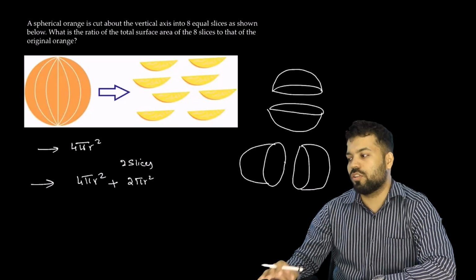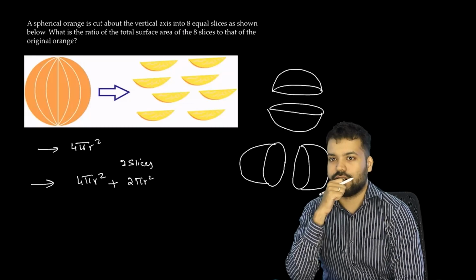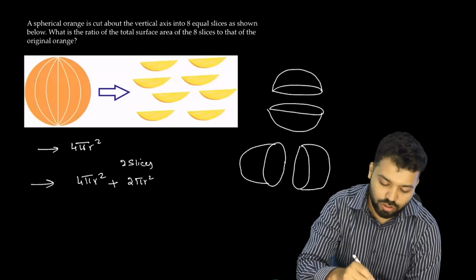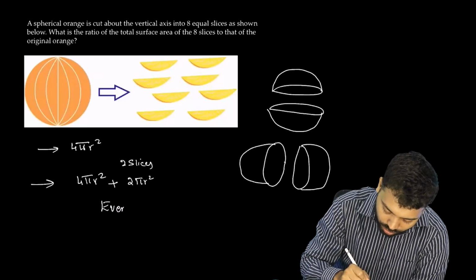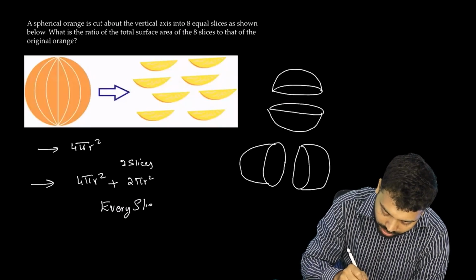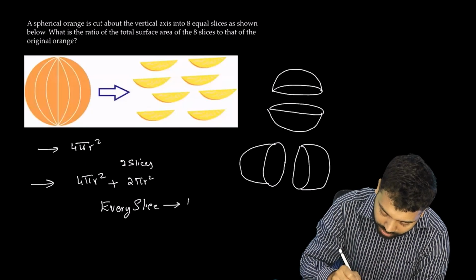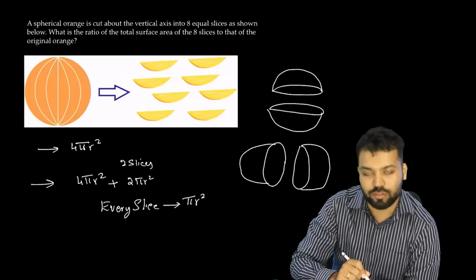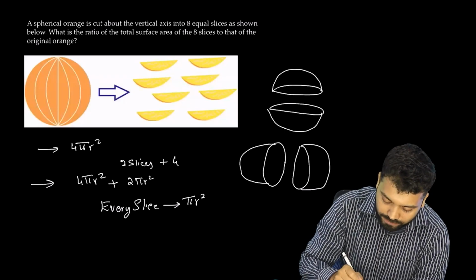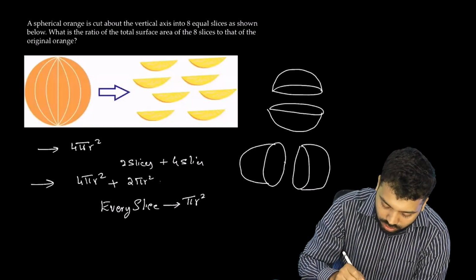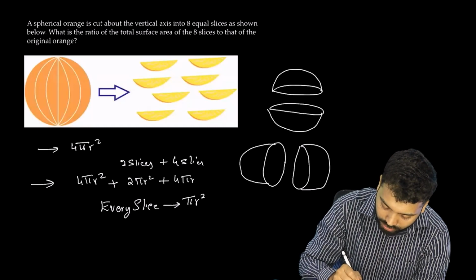Did you follow this, students? Yes, sir. So for every cut you make, a pi r square area will get added. So if it was say 4 slices, this will be 4 pi r square.